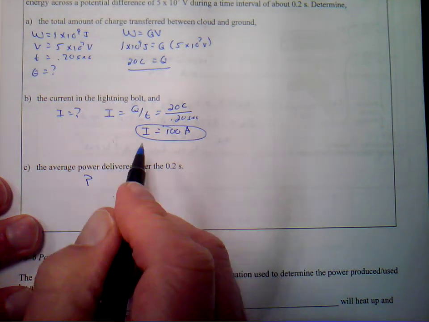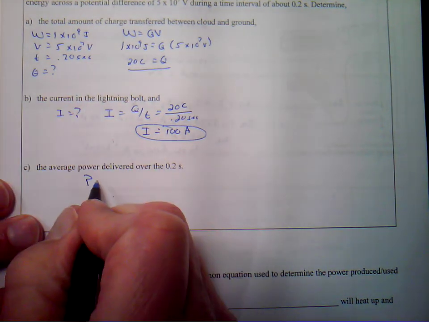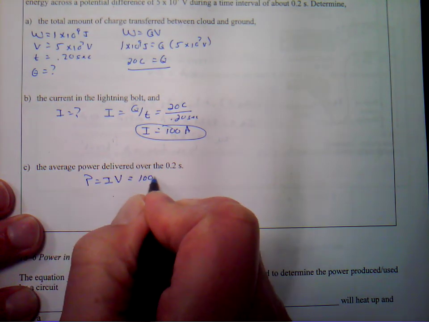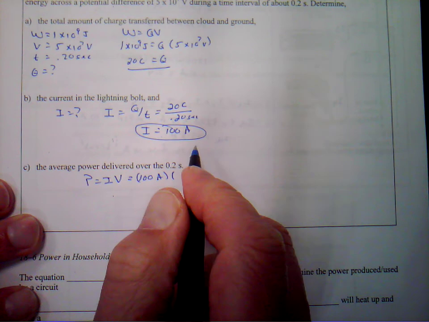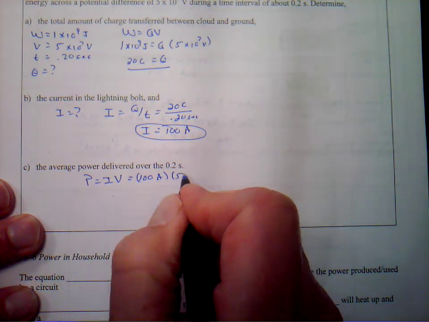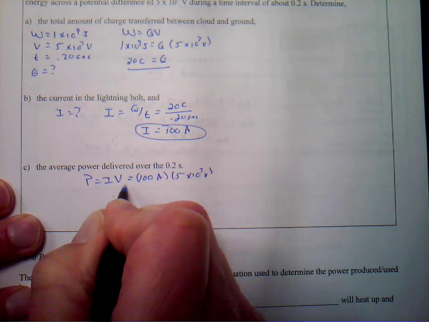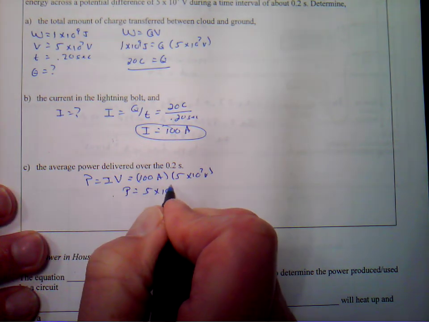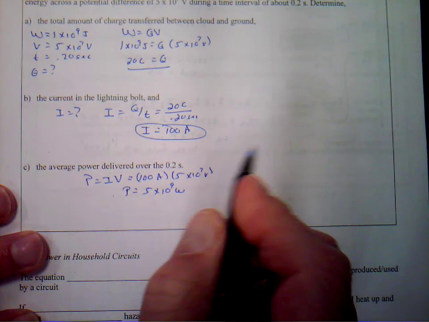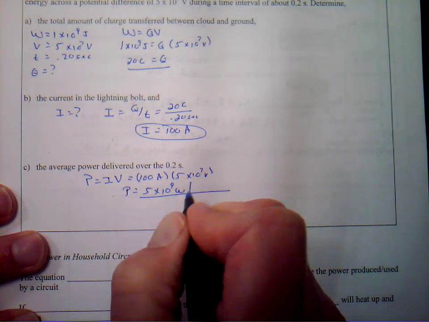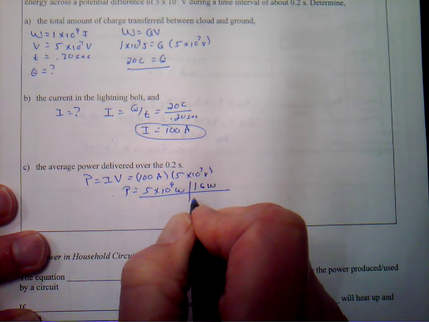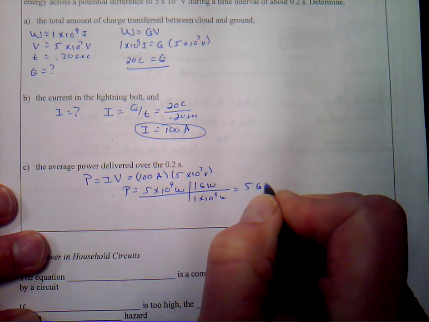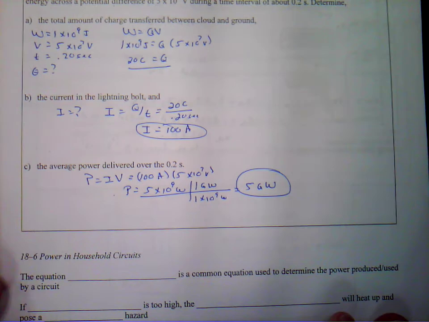What's the average power? We have both current now and voltage, so we can have the power equation of current times voltage, which is 100 amps times a voltage of 5 times 10 to the 7 volts. We get that power to be 5 times 10 to the 9 watts. We convert that to gigawatts. 1 gigawatt is 1 times 10 to the 9 watts. Then that is what we call 5 gigawatts. Large amount of power.